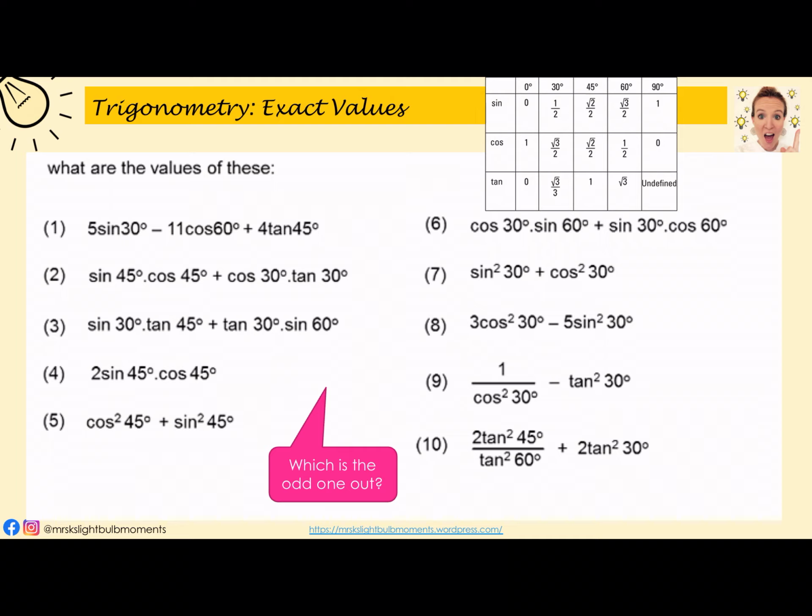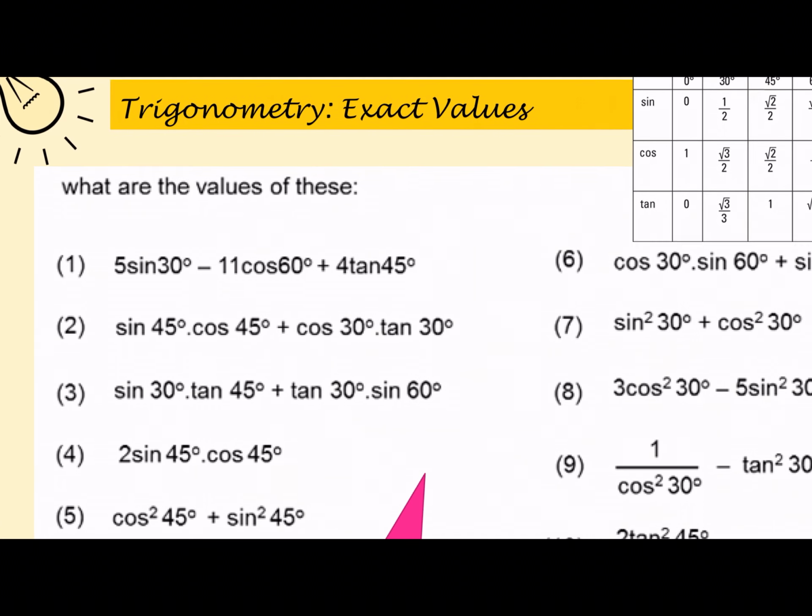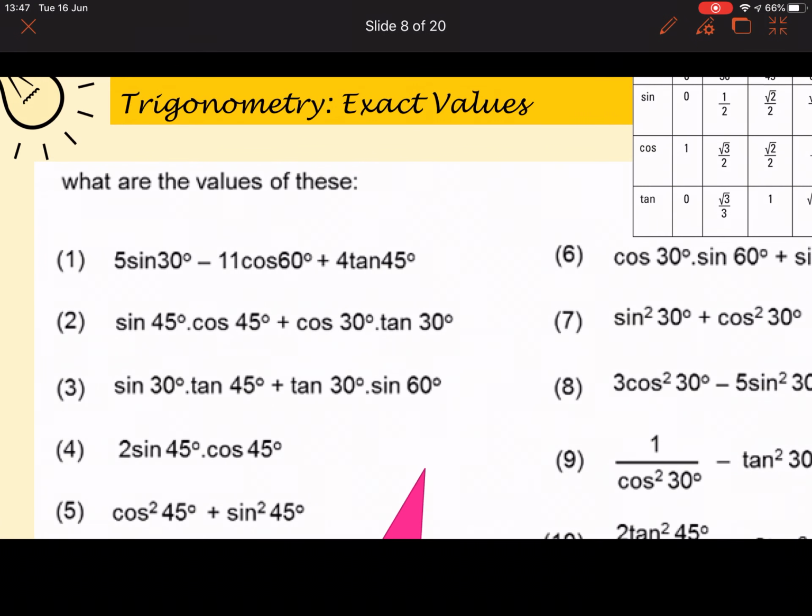This is slightly different. So it's more of a kind of numeracy question, but using these exact values. So we'll do the first one together and then I'll leave you to it. So we have got 5 sine 30 minus 11 cos 60 plus 4 tan 45. Now 5 sine 30 means 5 lots of, and then sine 30 is a half. Okay, just look at your tables.